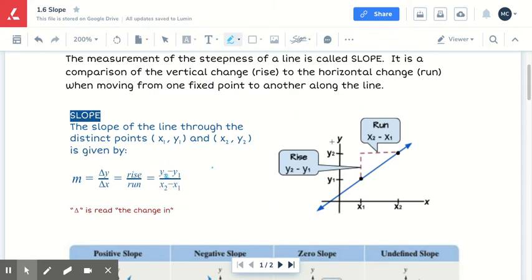Alrighty, so here's a picture of a line with two distinct points on the line. This one over here, based on where it is located and what it says on the x and y axis, the coordinates of that point would be x1, y1. And based on the location of this other one and how it's labeled on the x and y axis, this point would be x2, y2. The difference between the x's is the run, x2 minus x1. The difference between the y's is the rise, so y2 minus y1.